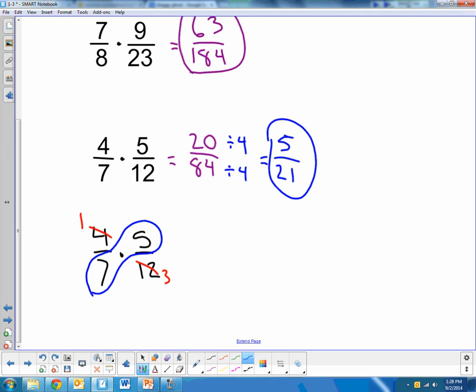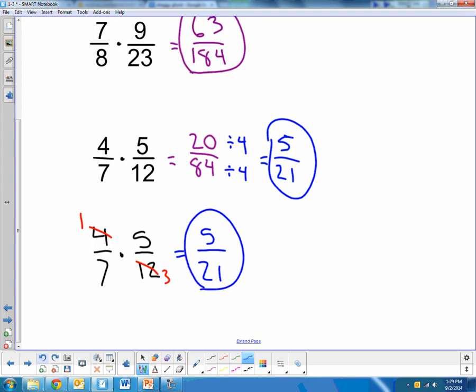Those are both prime numbers. We can't divide it any further, and so I can't do any cross-simplifying with those. Now if I multiply, 1 times 5 is 5. 7 times 3, 21. I have my same simplified answer of 5/21.